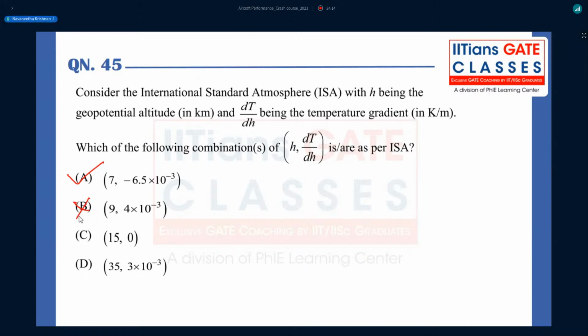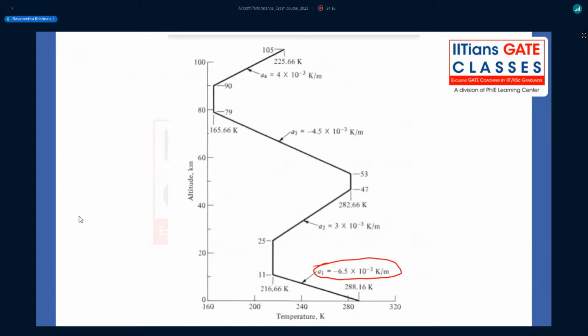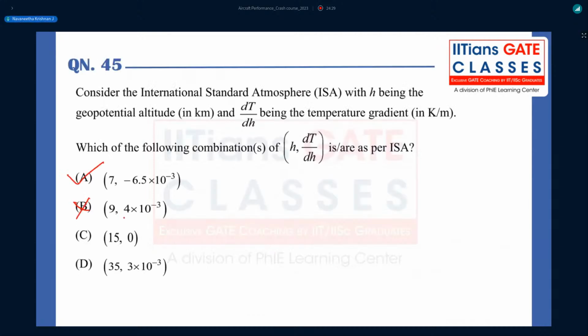If we take option C, from 11 to 25 kilometer altitude, the temperature remains constant. So the lapse rate dT by dH value becomes 0 from 11 to 25 kilometer. That means at 15 kilometer altitude, the lapse rate is 0. So option C is also correct.